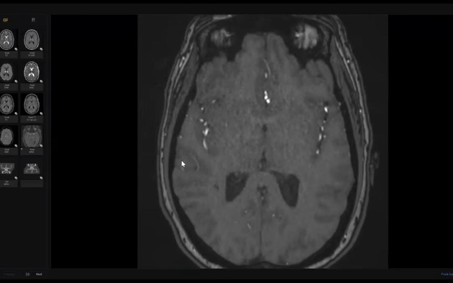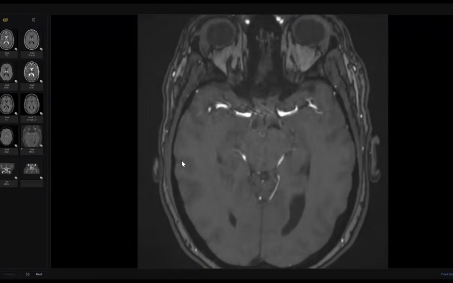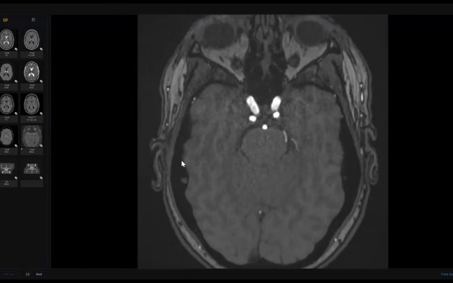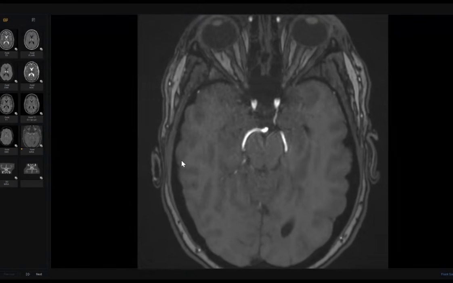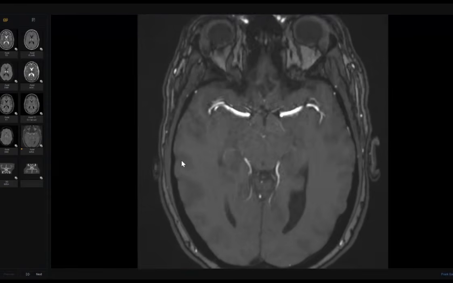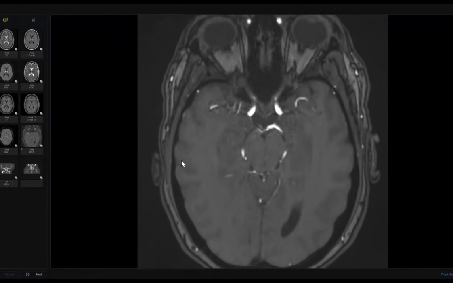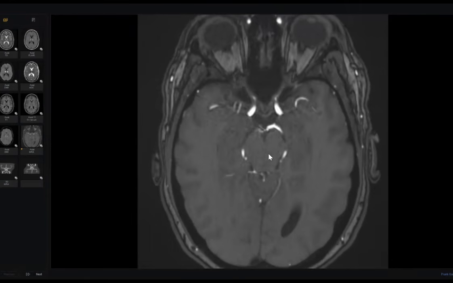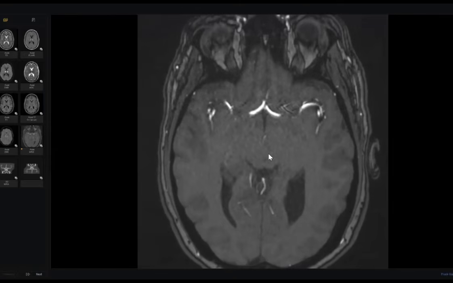Because if you have a look here, you will see the MRA is nearly completely normal. Why? Because this artery of Percheron is very difficult to see here. Very difficult. So don't consider this normal MRA an exclusion of arterial infarction due to artery of Percheron occlusion. Okay, what should we do next?